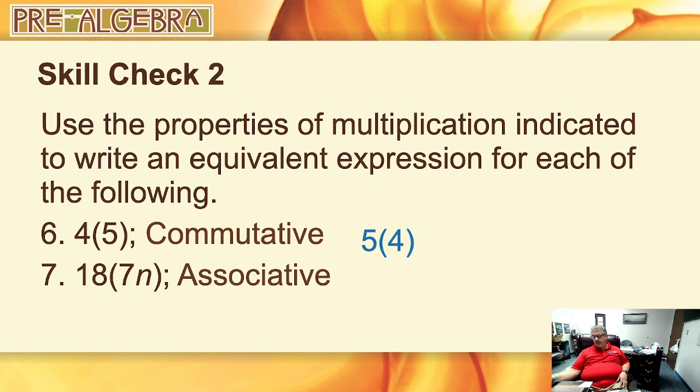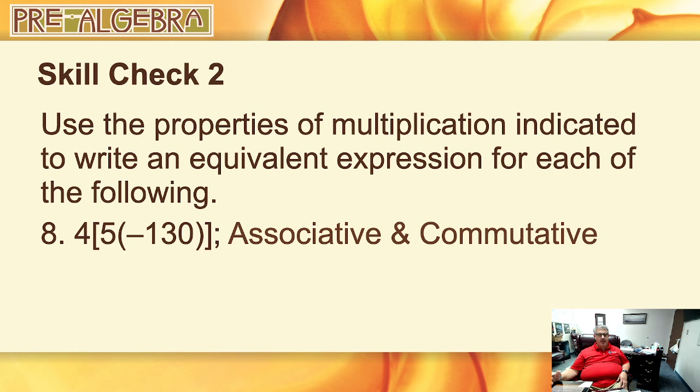We had originally 7 times n here. And now I'm going to change that around. I'm going to have 18 and 7 that are inside the parentheses. So 18 and 7 are inside the parentheses here instead of 7 and n inside the parentheses. And so they kept the same order. That is the associative property.